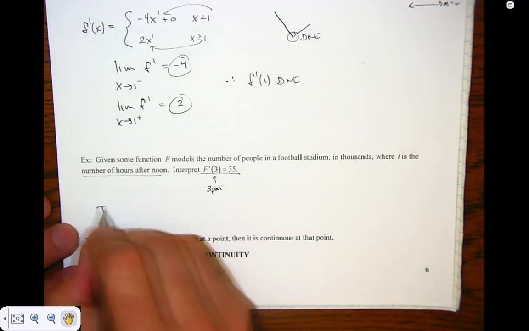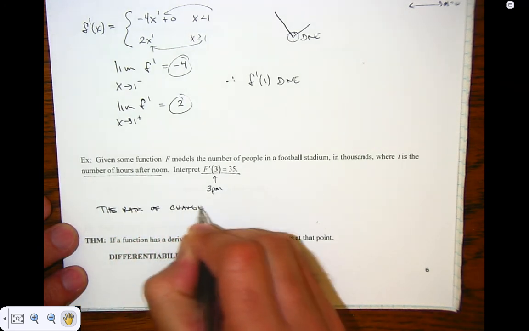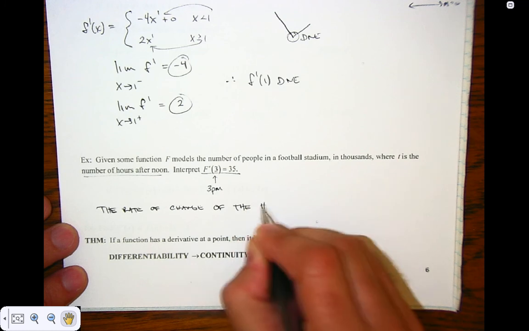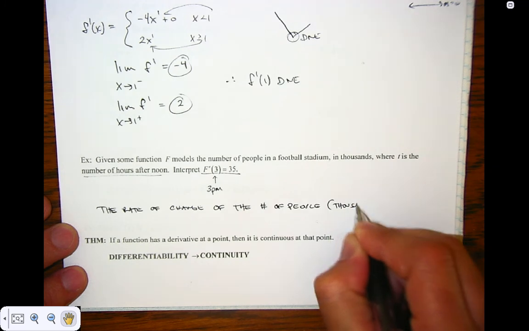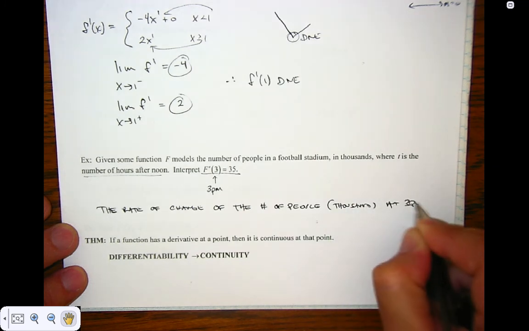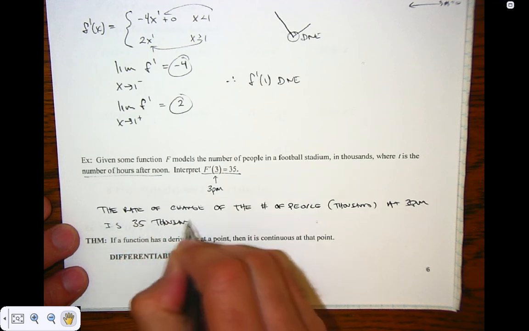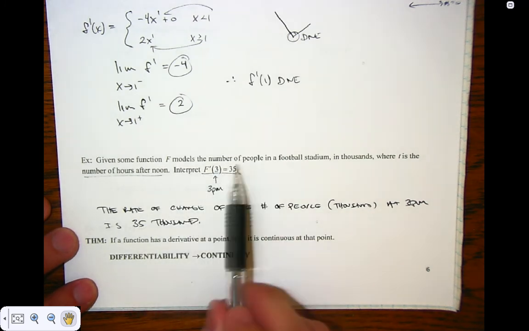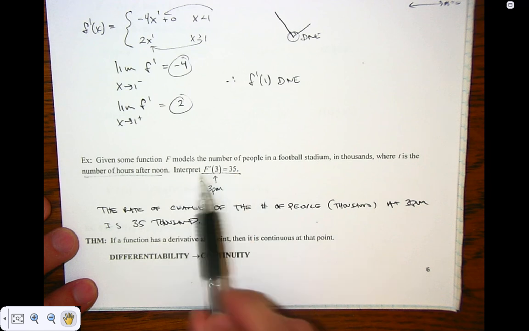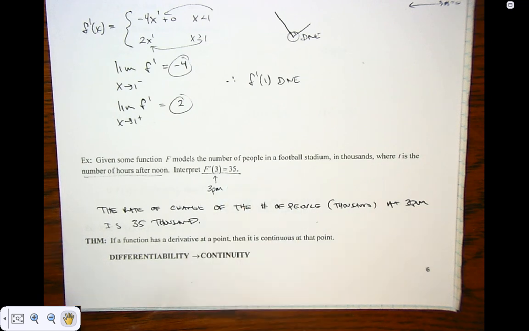So you would say the rate of change of the number of people in thousands at 3 p.m. is 35,000. Okay, and it's a positive number, right? So if f is a function that models the number of people in a football stadium, f prime of 3 equals 35 tells you that the rate of change at 3 p.m. is 35,000 people, right? A lot of people are showing up to this stadium at 3 p.m.